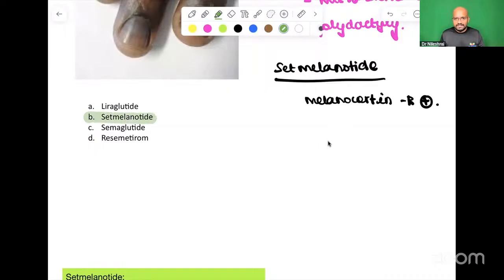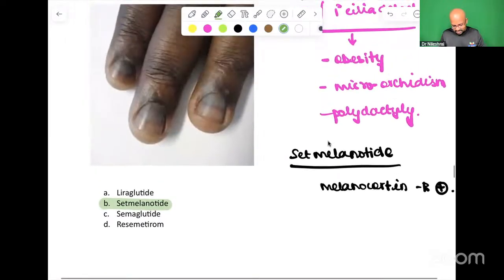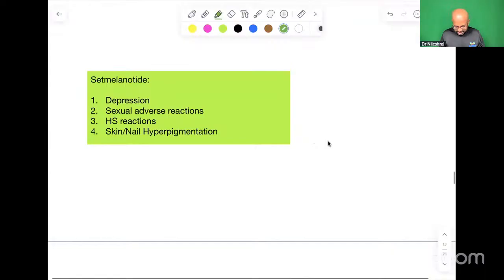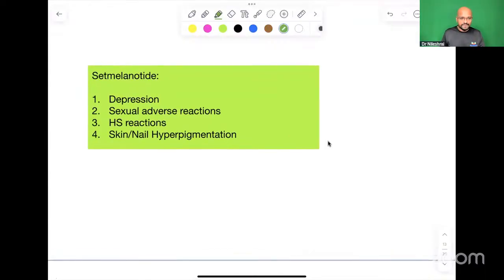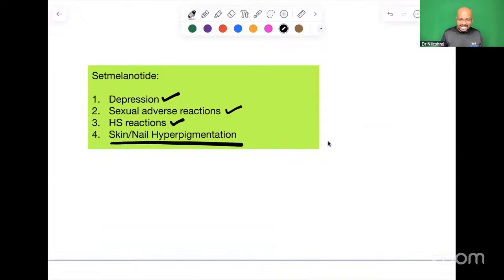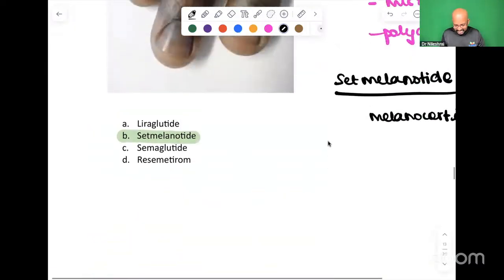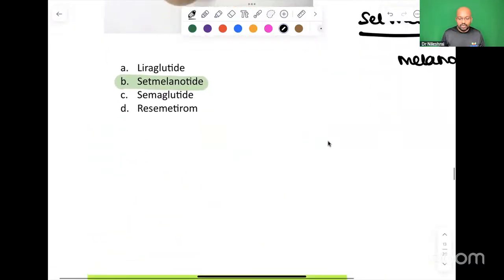Okay, Bardet-Biedl syndrome we have understood, but what about this adverse effect? This is nail pigmentation, guys, which I have given you in the list of adverse effects of setmelanotide. Here we have depression, sexual adverse effects, hypersensitivity reactions, and skin and nail hyperpigmentation with setmelanotide. These four are the major adverse effects of this drug, which is the only drug approved against Bardet-Biedl syndrome. And here they have given the nail pigmentation. That's why the answer is setmelanotide.